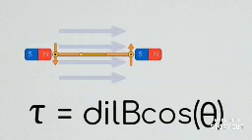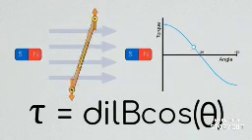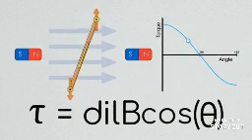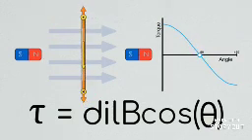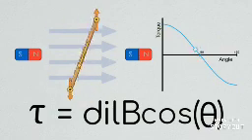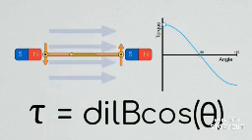Looking back at the animation we showed last episode, we can now plot the torque on the loop as it swings through a revolution. From this, I want to point out two key ideas. Firstly, the torque is maximized when the coil is directly in line with the magnetic field. Another way to say this is that the torque is greatest when the magnetic field induced by the wire is perpendicular to the external magnetic field.